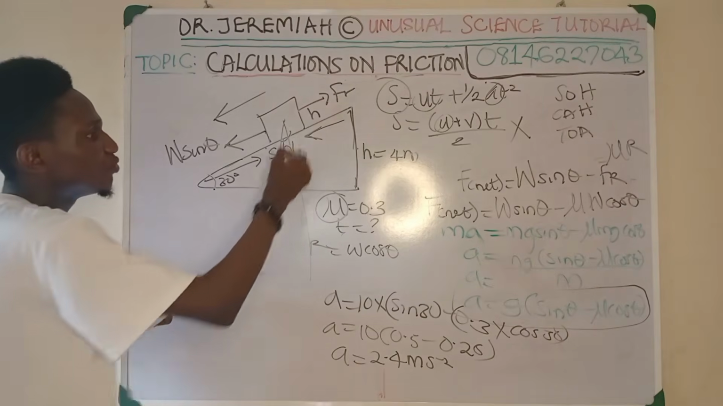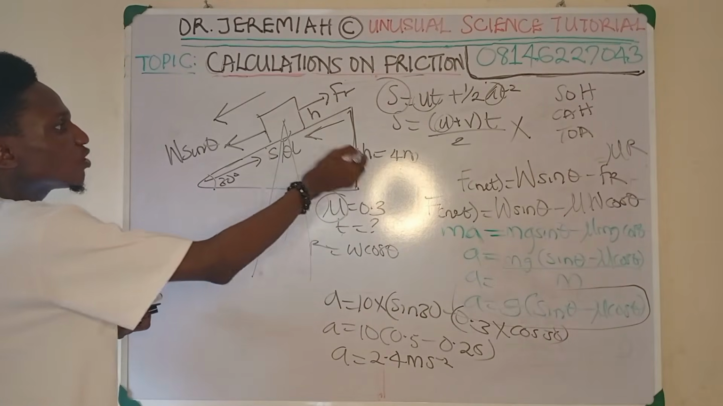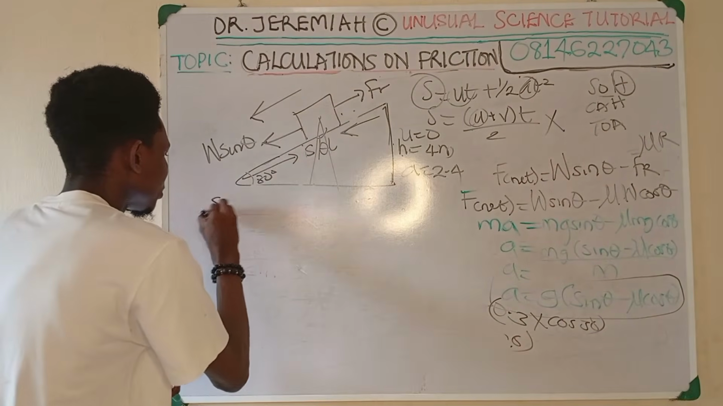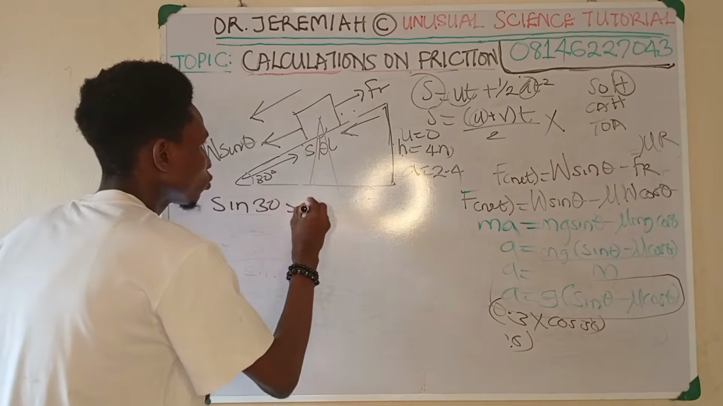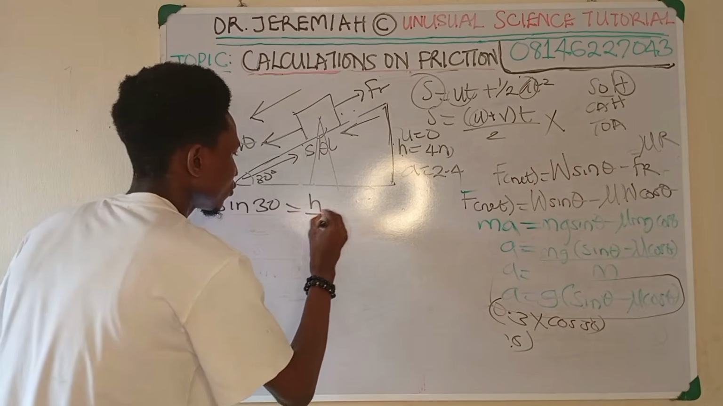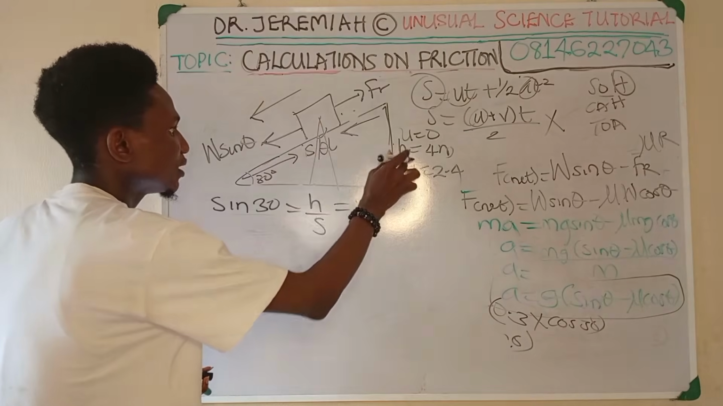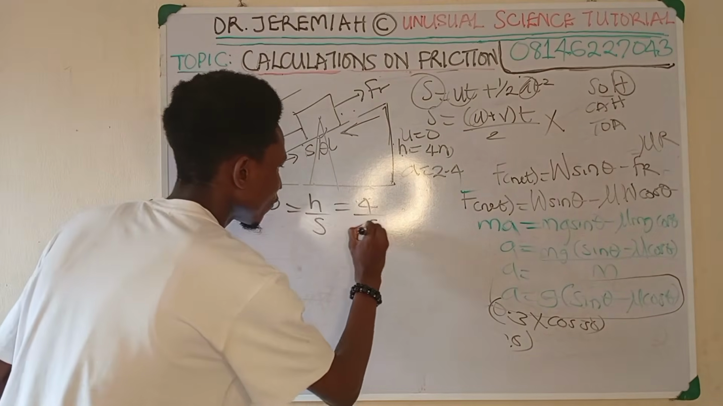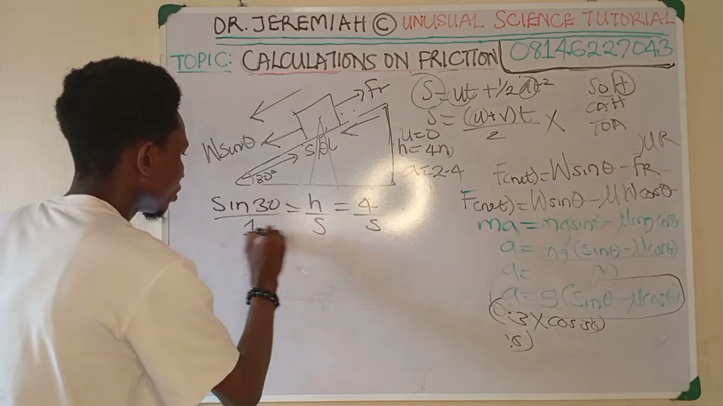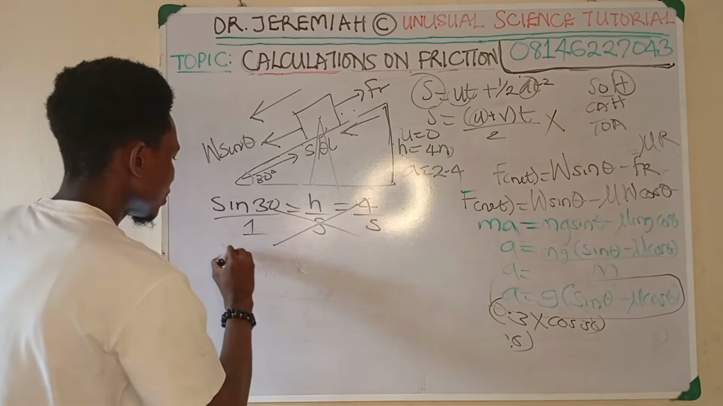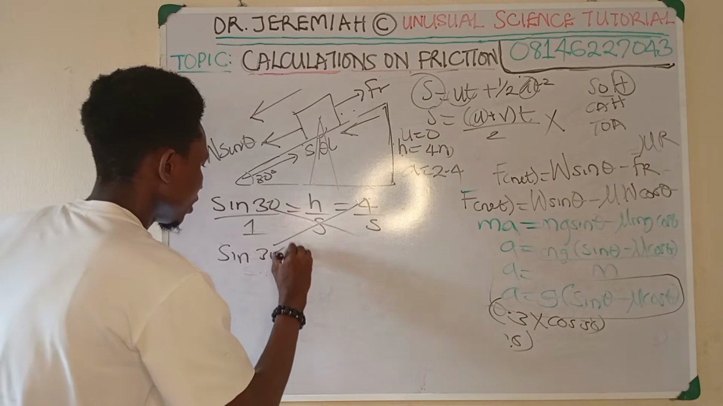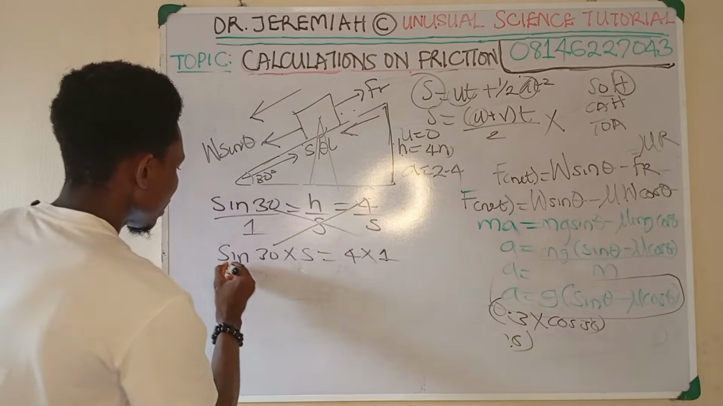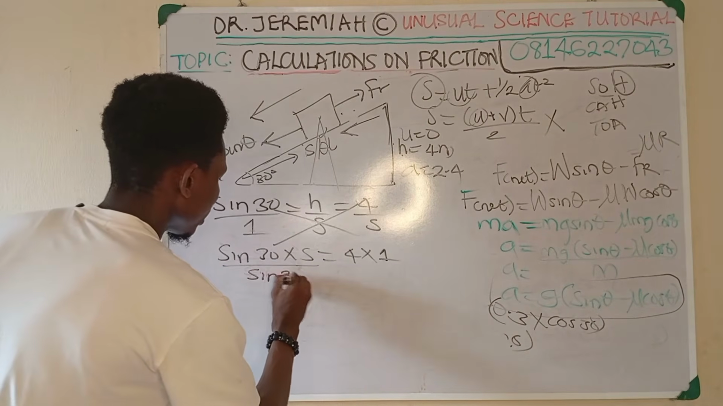I think I did this in the previous video. So opposite over hypotenuse. So we are going to get sine 30 equal to h over s. You know that h is 4, so write 4 over s. Then if you make it over 1 and cross multiply, you get sine 30 times s equal to 4 times 1.